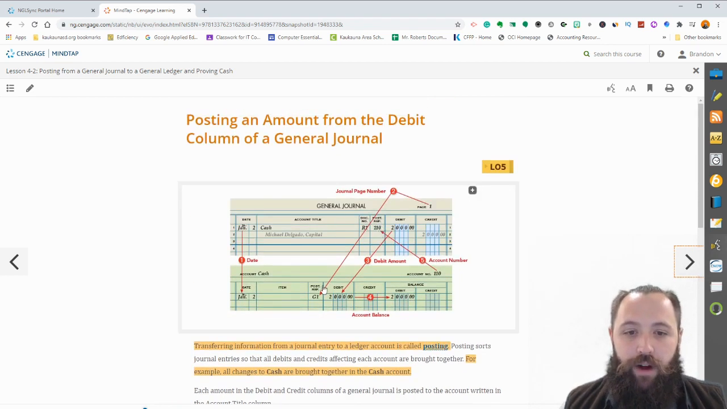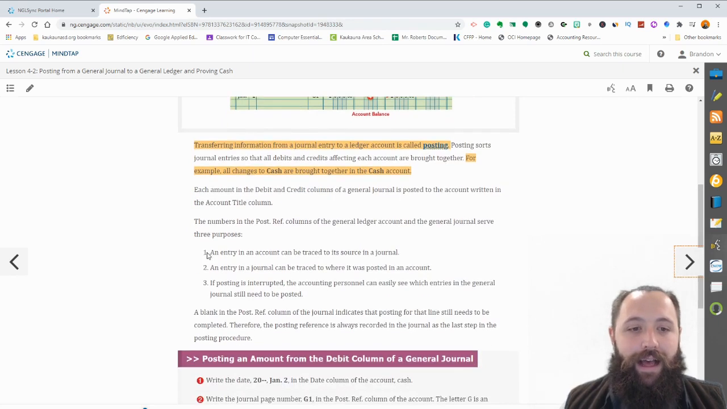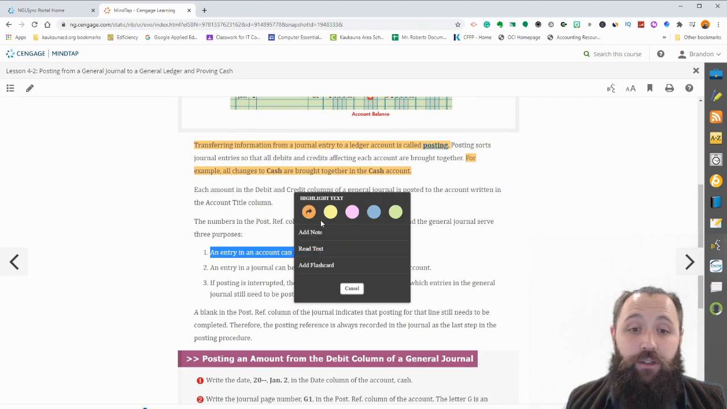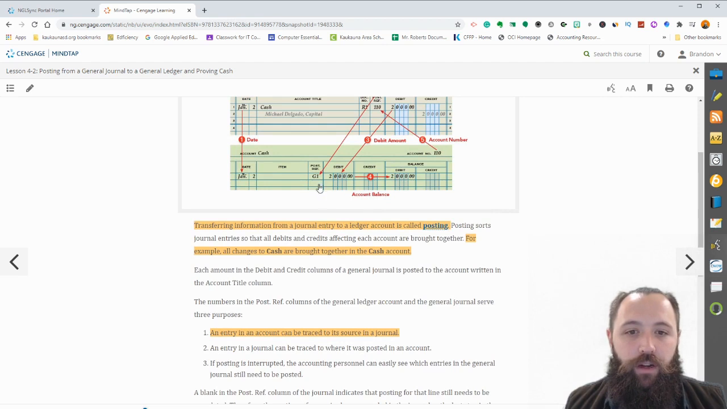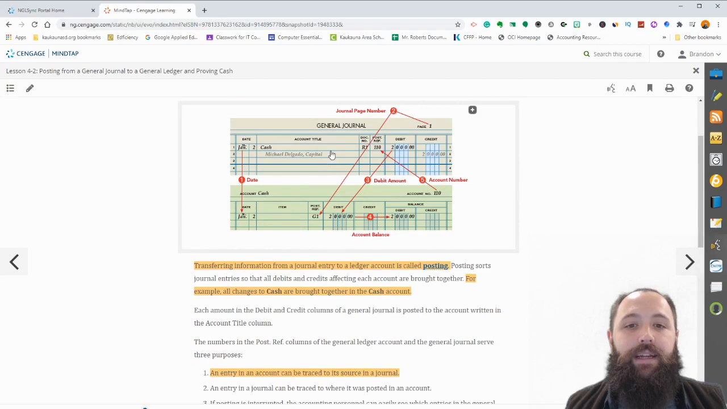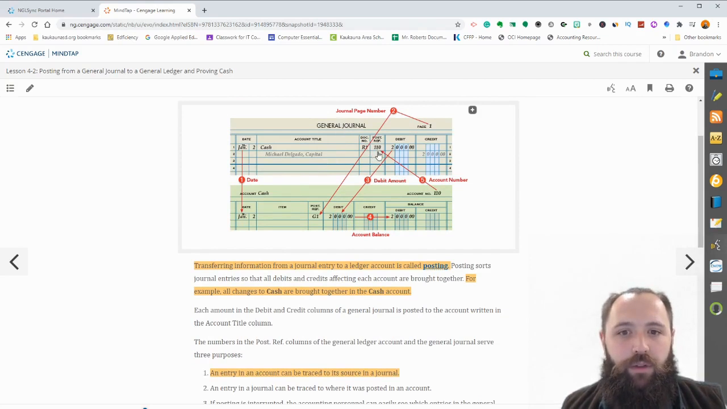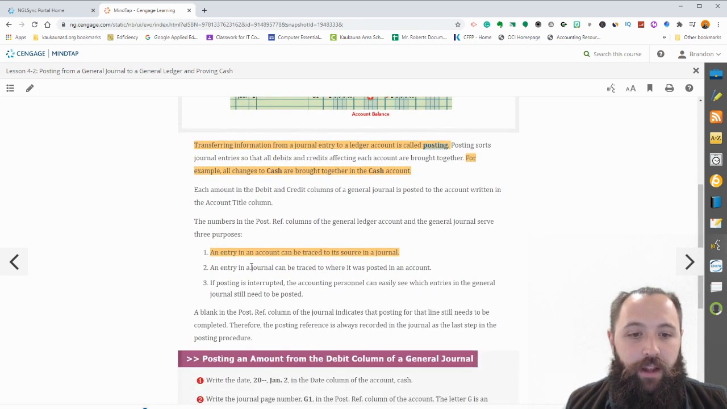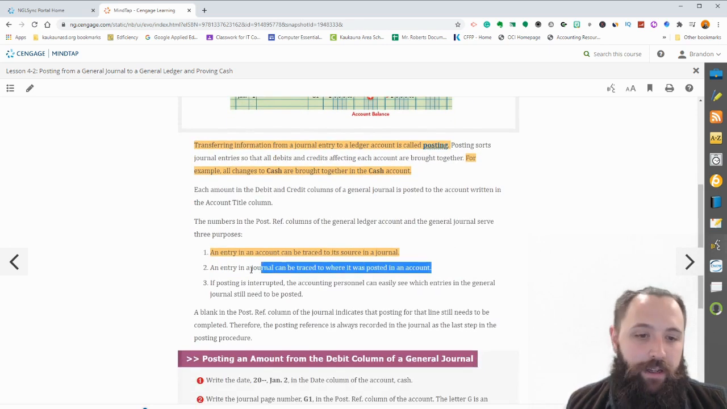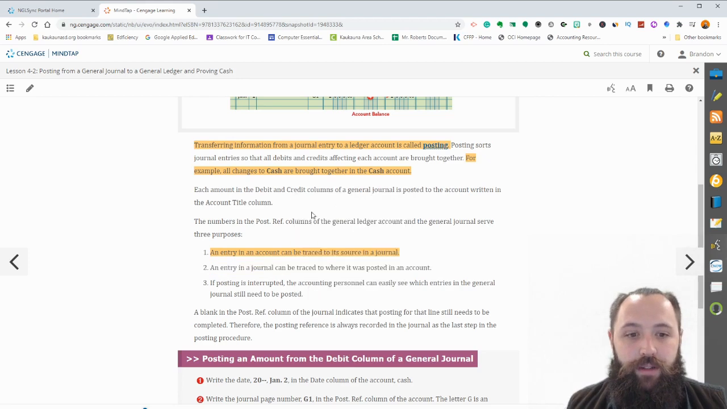So when we have this post-reference column, this is what it does. Number 1, it helps show that an entry in an account can be traced back to the source in a journal. That means we could look here and go, oh, this is on general journal page 1. I have a question about it. I can now go to general journal page 1 and look at it. Here, you could say, oh, this is from account number 110, and then you can go to ledger account 110 and research it. An entry in a journal can be traced back to where it was posted in an account. That's exactly what I just talked about with 110.